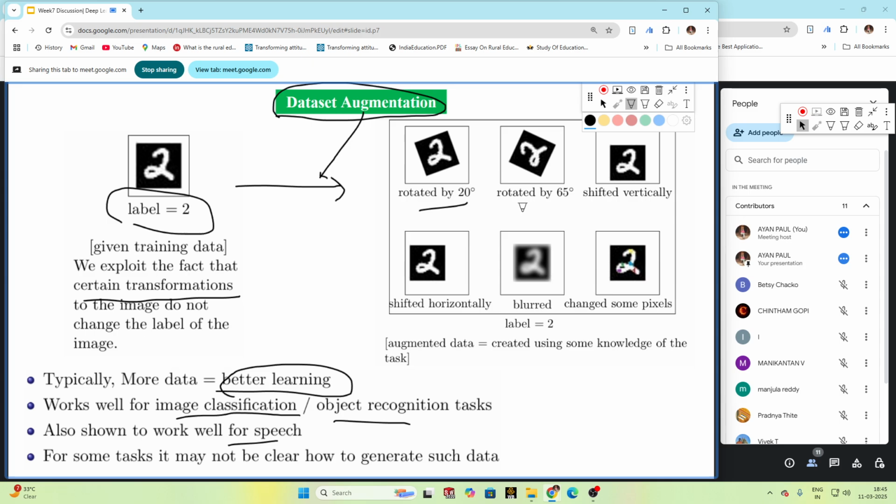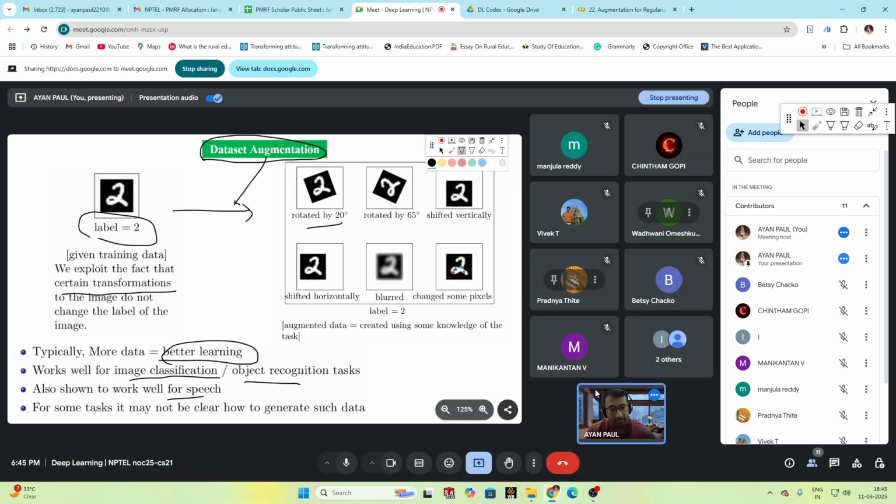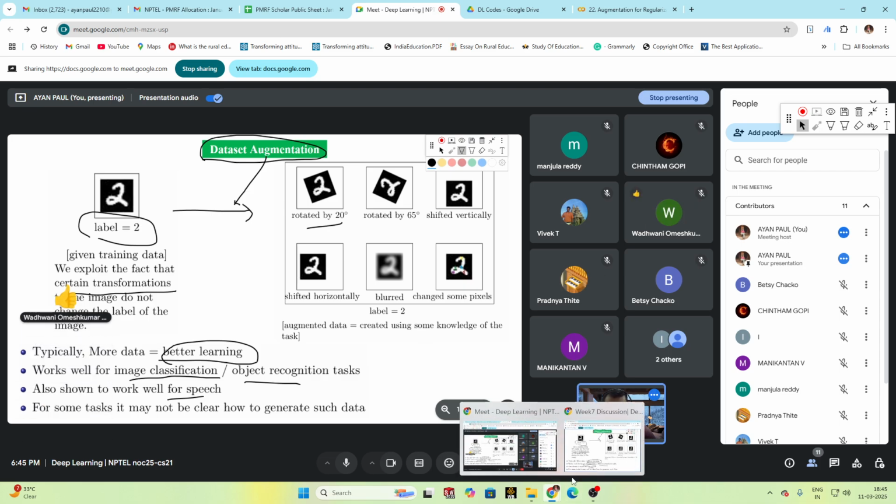Why are we doing this? Because if our neural network has more data, it will learn better. By this, we can make the neural network learn better. Okay, so that is data augmentation. Any doubt in this? Why are we using this data augmentation?